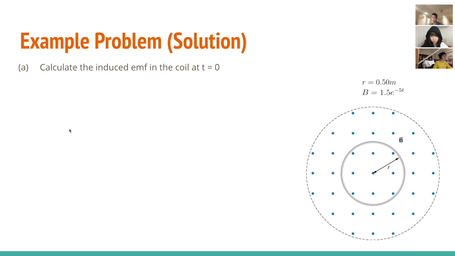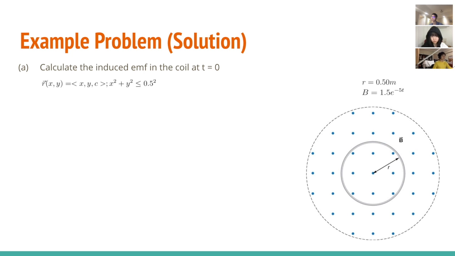Now, in order to solve this problem, let us first define the set of points on the disk on which we want to calculate magnetic flux. The set of points inside the radius of that coil, or more simply, the set of points x and y in which x squared plus y squared is less than or equal to 0.5 squared. That's because the radius of our coil is 0.5.